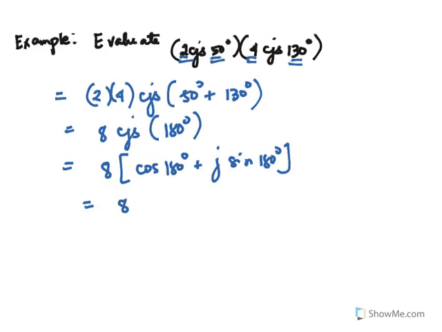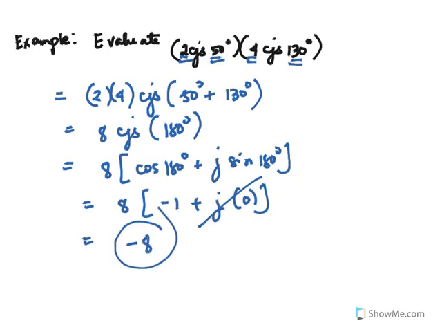And then, put the exact values of cosine 180 and sine 180. Cosine 180 is negative 1. Sine 180 is 0. So, wala na yan. Therefore, our final answer is negative 8.